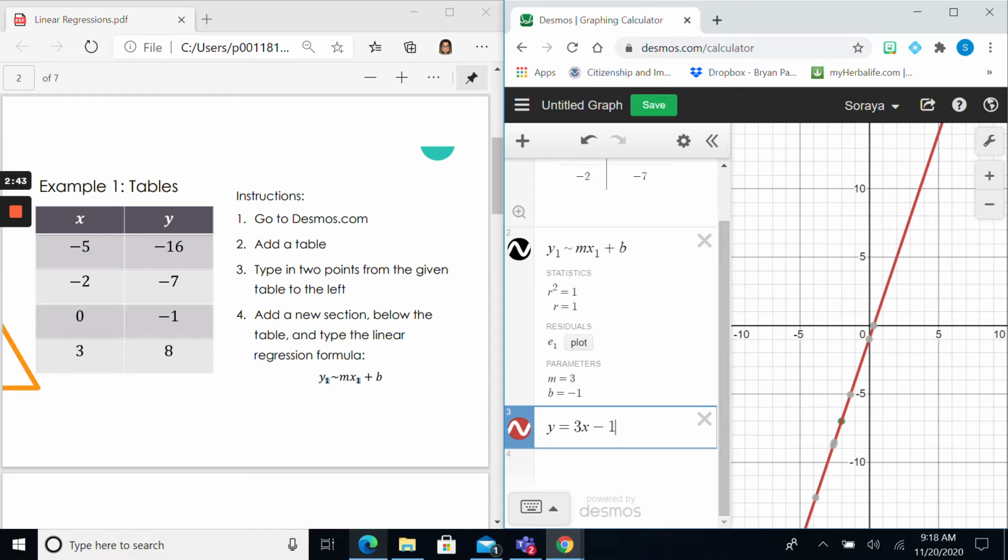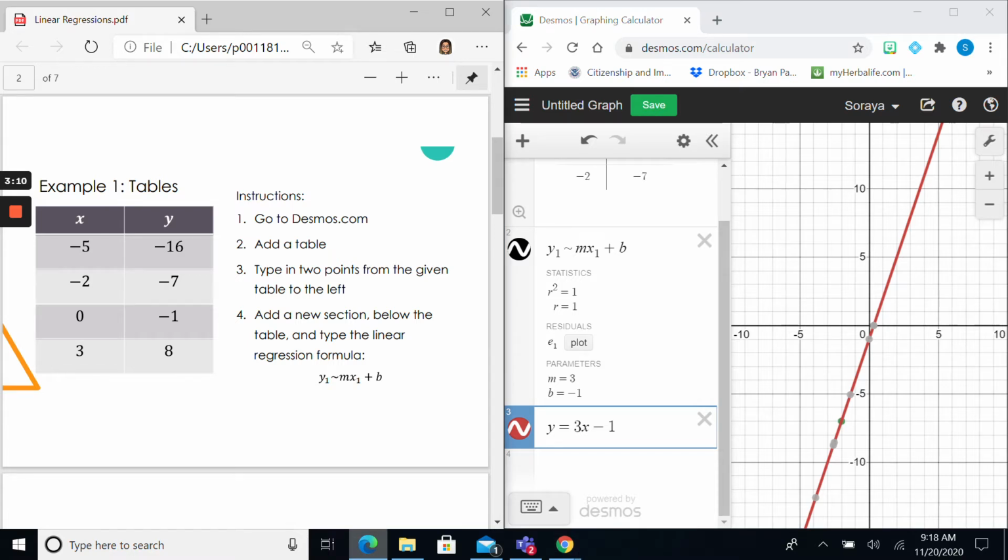You can also answer other questions using this linear regression. For example, if a question asks you to find the rate of change of this table over here, then you would look at your slope of 3, because remember that slope and rate of change are the same thing. And if for whatever reason they ask you about the y-intercept, then you know your y-intercept is -1. So that was the first example.